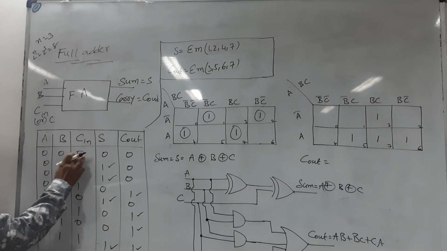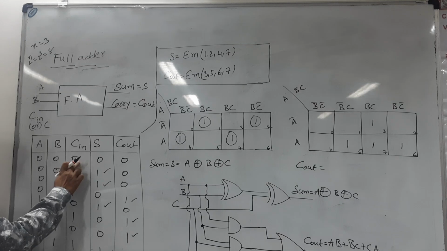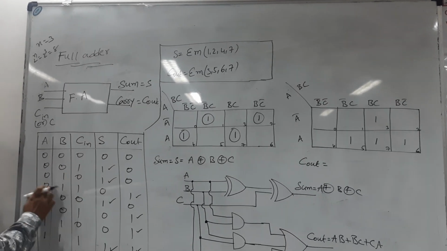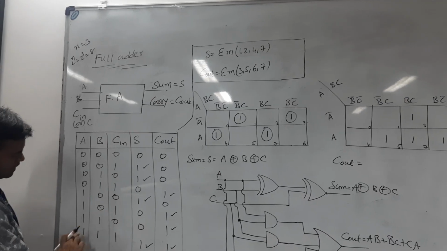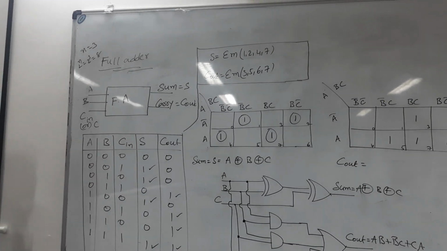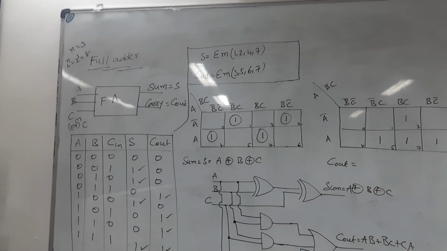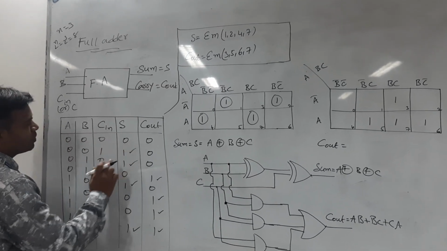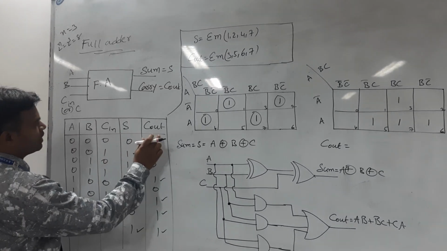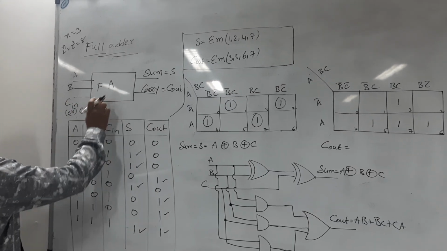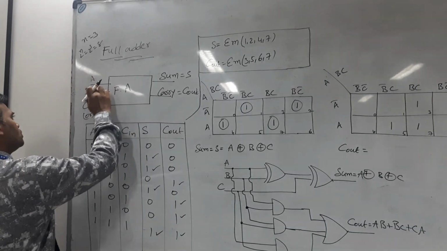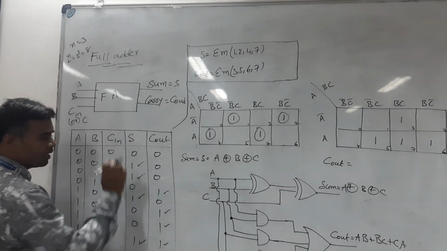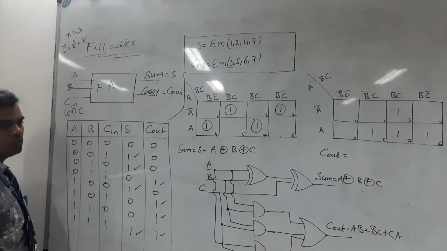The first possible input combination is three zeros. Next one is 0 0 1, 0 1 0, 0 1 1, nothing but 3, 4, 5, 6, 7. So in total there are 8 different input combinations. For each input combination you write the expected value of the sum and carry output of the full adder. If the three inputs are 0 0 0, what about the sum output? Sum is equal to 0 and C out, the carry output, is equal to 0.